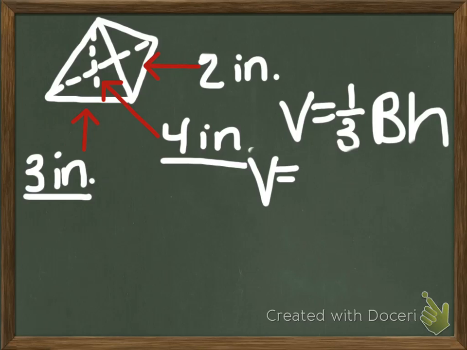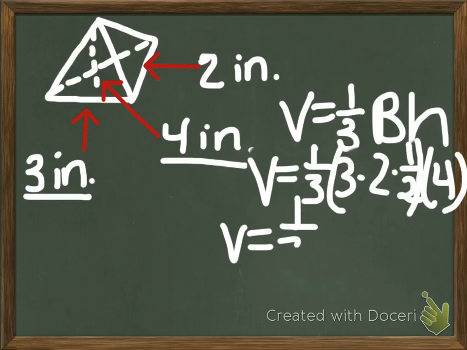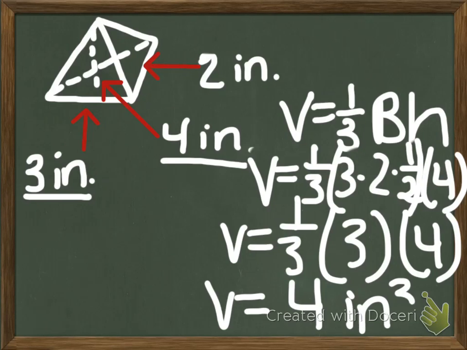So now the equation would be volume equals 1/3 times 3 times 2 times a half times the height, which is 4. So that's a lot of numbers, but volume equals 1/3 times 3 times 2 times a half, and then 4, which is the height. So altogether, we would get the answer as 4 inches cubed.